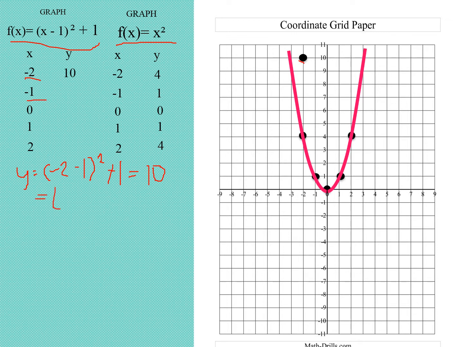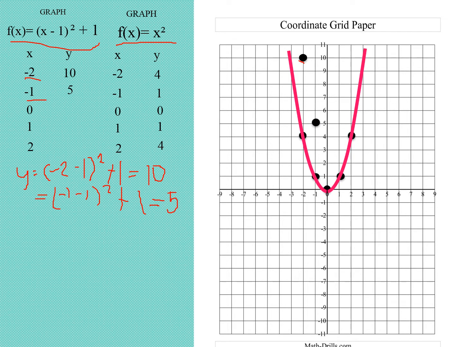Next, we go to negative 1. So, we have negative 1 minus 1, squared, plus 1. So, negative 1 minus 1 will become negative 2. Negative 2 squared will become positive 4, then plus 1 will become 5. So, we have y as 5. Then, our plot is there.